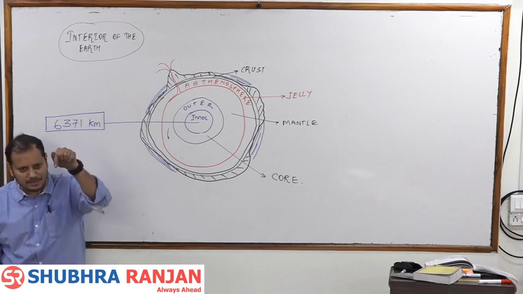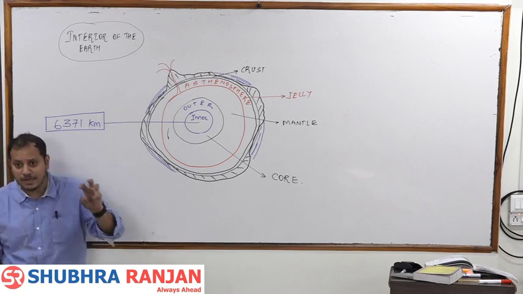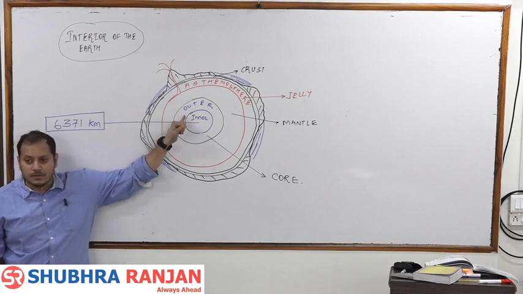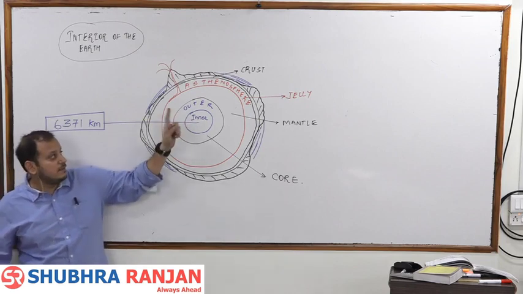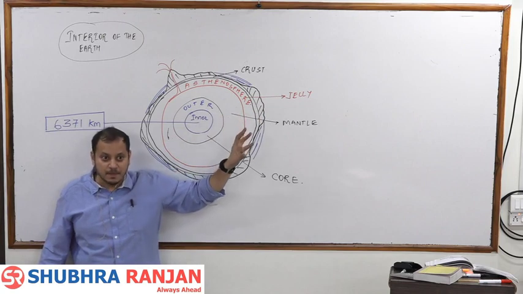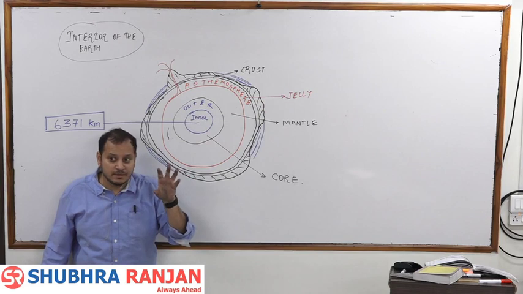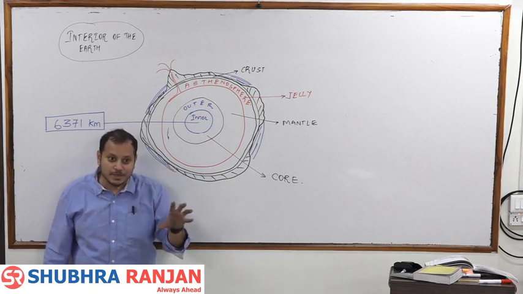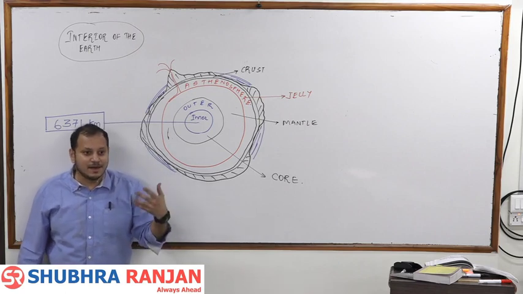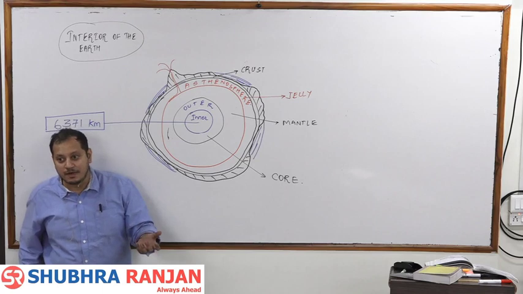So 1 degree, if it is increasing for every 32 meters, imagine what will be the temperature in the interior of the earth. Because of very high temperature, outer core is liquid in nature. I am using the word liquid, I am using the word jelly like in nature. Fine. This outer core is made up of mostly nickel. Core is mostly made up of iron and nickel. Outer core is mostly made up of nickel, while the inner core is mostly made up of iron.